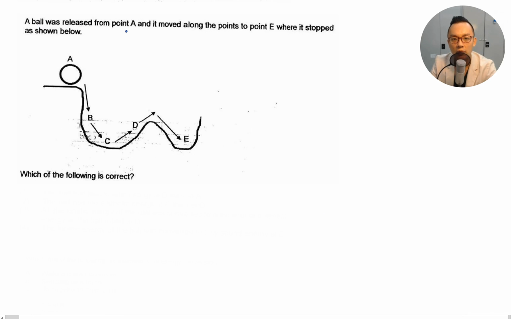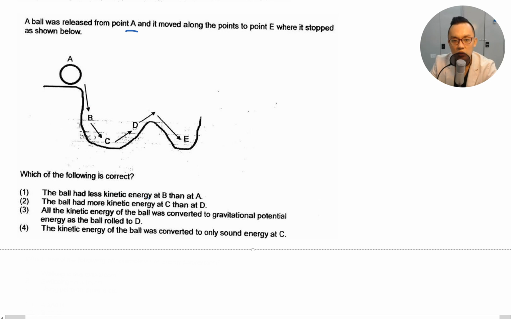A ball was released from point A and moved along the points to point E, where it stopped as shown below. So A, B, C, D, E. Which of the following is correct? The ball had less KE at B than at A. That's wrong. It actually has more KE at B than A. So this point is maximum potential energy. The ball had more KE at C than at D. No, that's right, actually. So more KE at C, because when it goes up, then the KE will reduce, then there will be more PE over here. Okay, because it's going upwards.